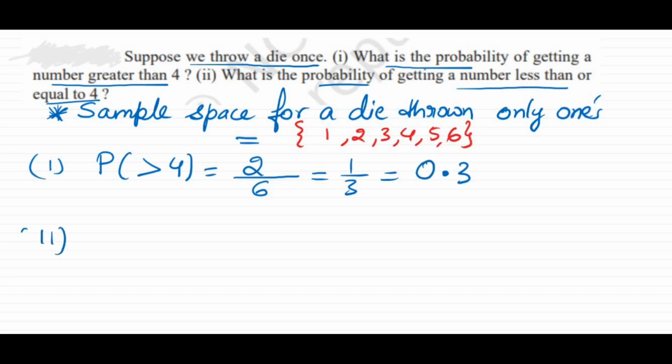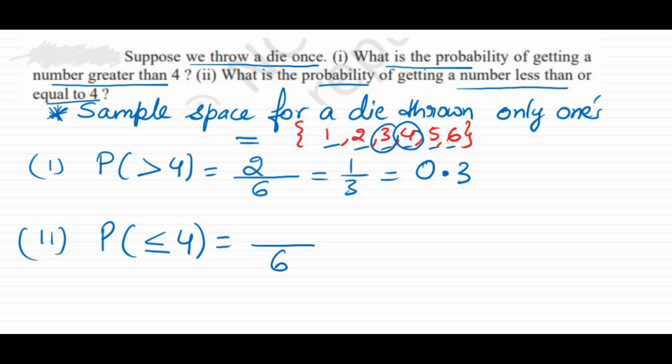The second one, what is the probability of getting a number less than or equal to 4? So here the number of events in the sample space is 6. So denominator is the total number of outcomes, that is 6. And how many of them are less than or equal to 4? Equal to 4 is 4, and 3, 2, 1 are less than 4. So these are 4 out of 6. In standard form it is 2/3 or it is 0.6.